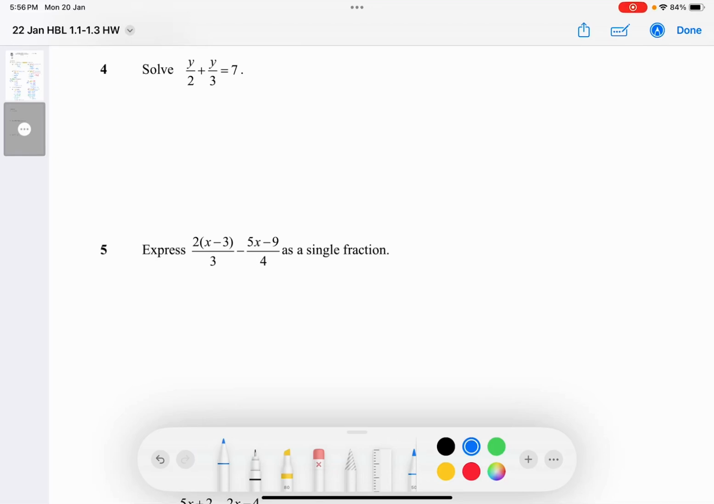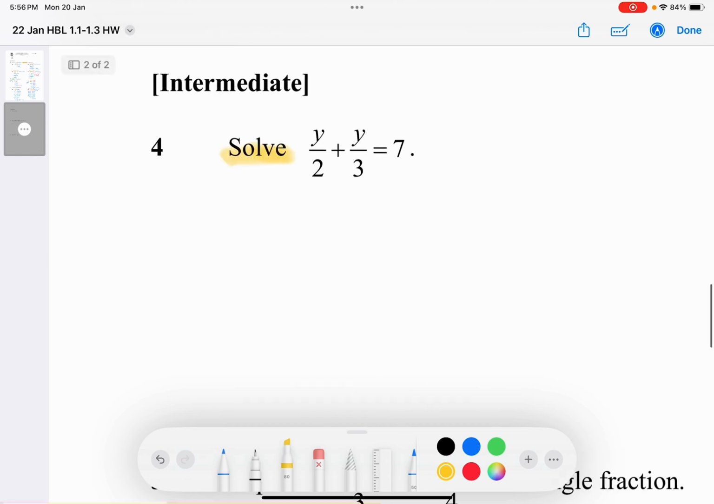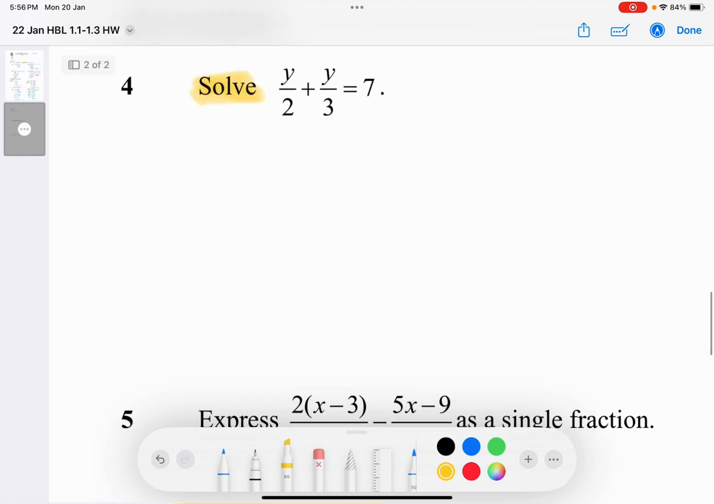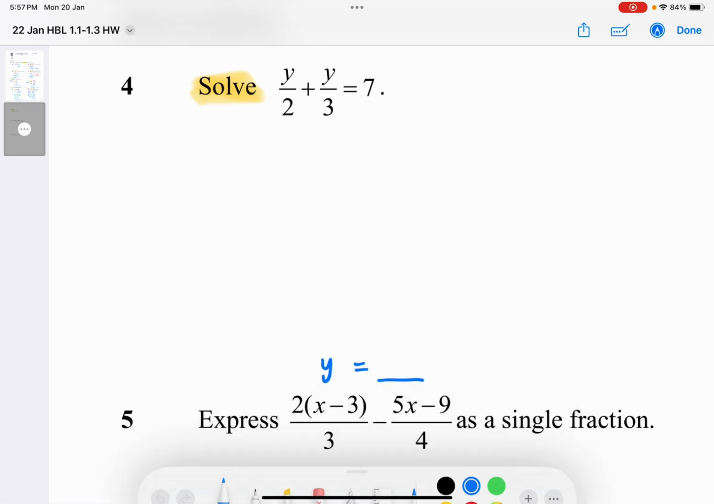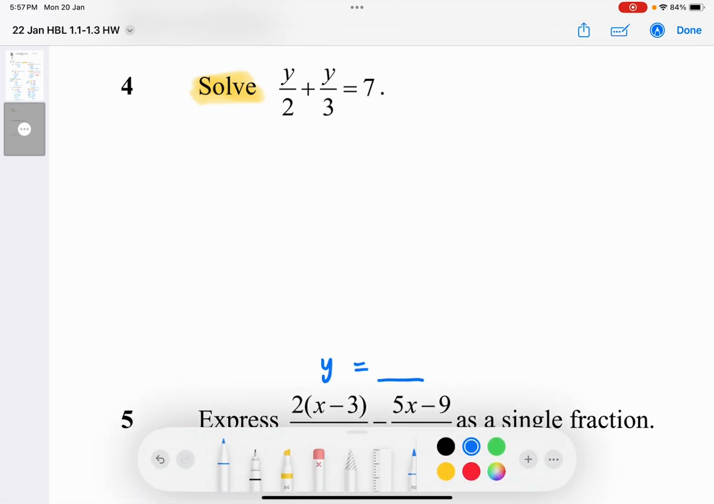I'll now go through question 4, question 5 and question 6. For question 4, the keyword here is to solve, right? So solve means at the end of the question, you should be getting y equals to a certain value, and when you substitute the value of y that you found into the left hand side of the equation and key in your calculator, you should get back 7.